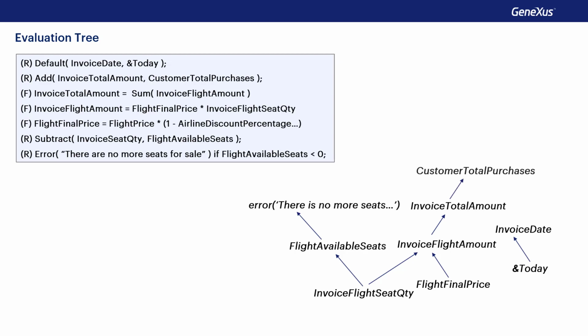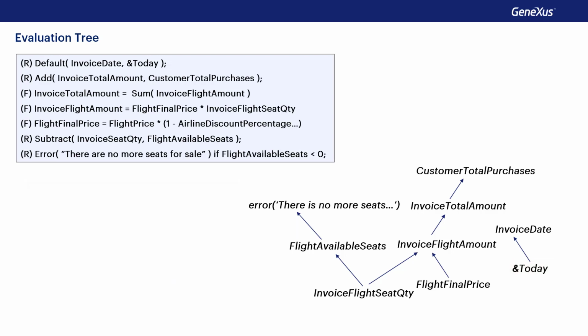For example, the default rule only needs the value of the today variable and to know that it's in insert mode. That's why, as soon as we open the screen in insert mode, we already see the value in the field, even though we haven't even reached it. We're barely positioned on invoice ID.